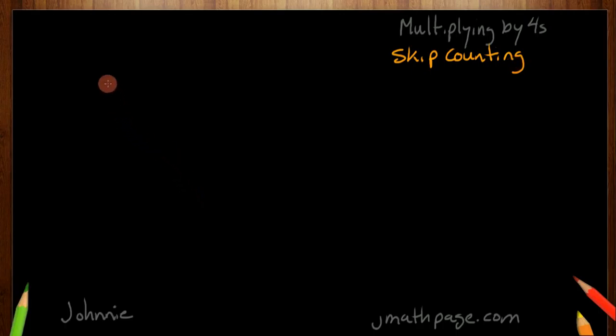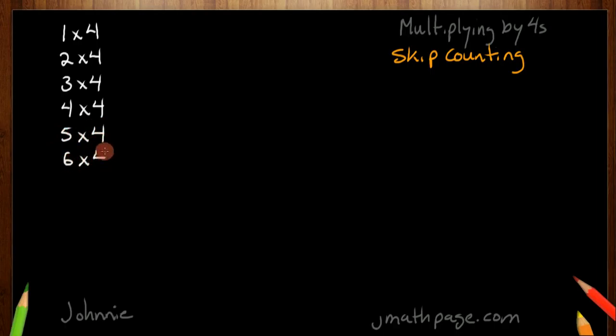So maybe you've seen this before. Maybe you've seen a list like this before. 1 times 4, 2 times 4, 3 times 4, 4 times 4, 5 times 4, 6 times 4, 7 times 4, 8 times 4, 9 times 4, and 10 times 4. Now this is a good list, it's a good multiplication table, and it's useful to memorize them, but it's also useful to think about them in terms of skip counting. So let's do that today.